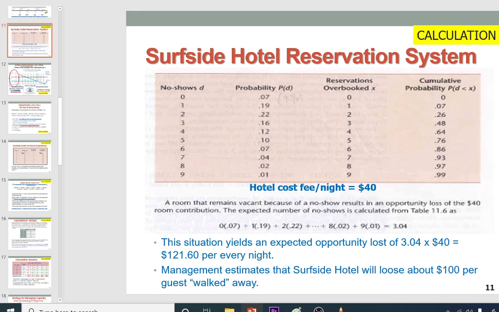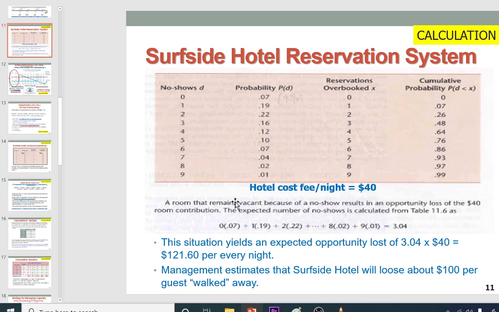If you take a look at this matrix, this is the reservation for the hotel, expecting no-show against the probability. No-show goes from 0 up to 9, and the probability is given in this column: 0.07 means 7%, 0.19 means 19% to happen, 0.10 means 10% to happen, and 0.01 means 1% to happen.